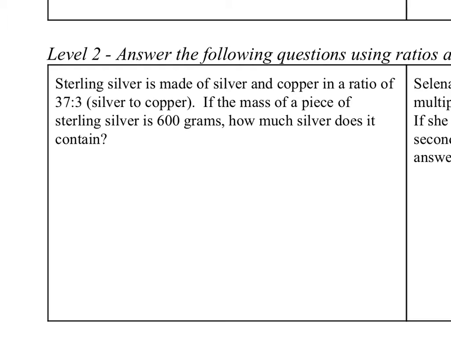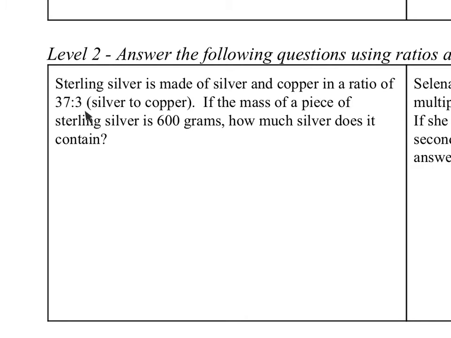it talks about sterling silver. So sterling silver is a product that is made up of mostly silver, but also a little bit of copper mixed in. So you can't think of sterling silver as being pure silver because it's got 3 parts copper when there are 37 parts silver.